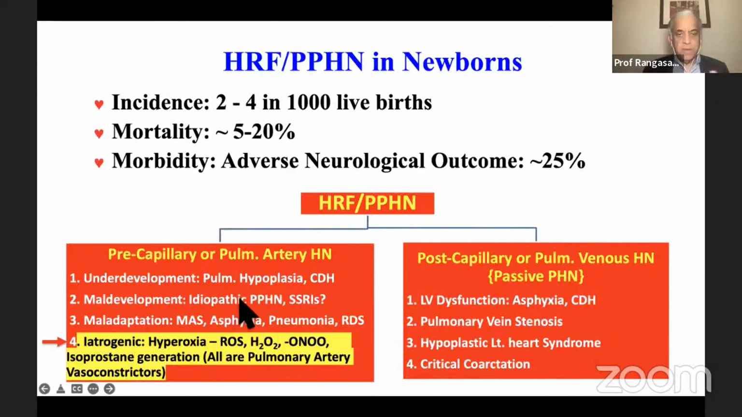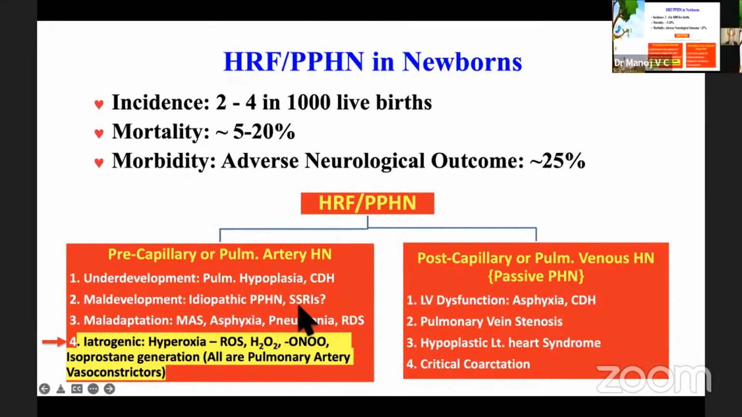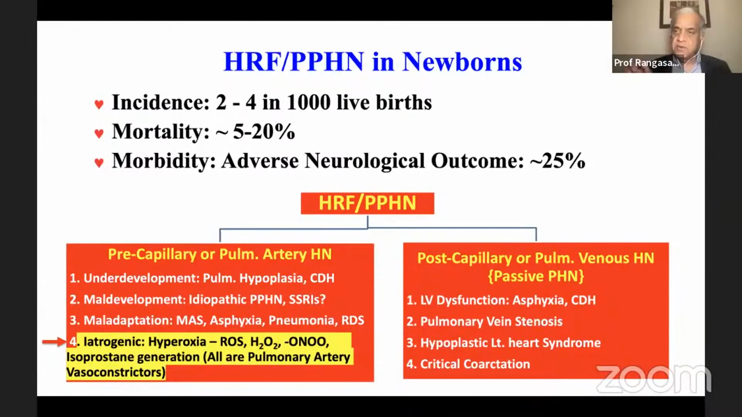Maldevelopment, like idiopathic PPHN, premature closure of the ductus. SSRIs, selective serotonin reuptake inhibitors. Previous studies have shown that there is an association between mothers taking SSRIs during pregnancy and pre-capillary pulmonary hypertension, but recent data suggest that it may not be a major factor.